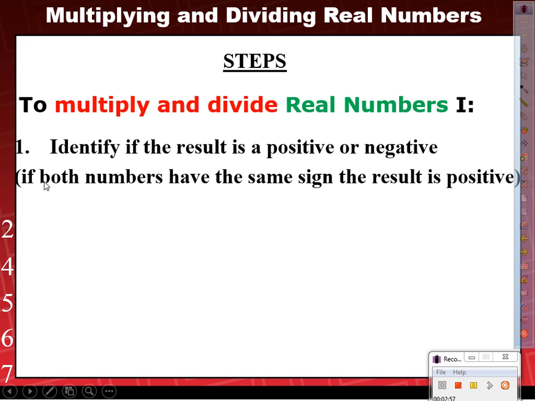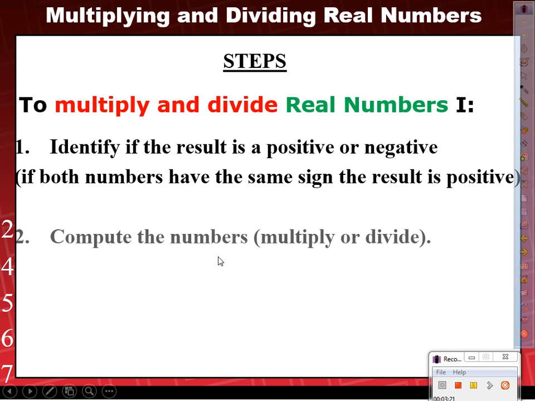So step 1, identify if the result is a positive or negative. How do we know that? If both numbers have the same sign, the result is positive. So what if both numbers have a different sign? The result is what? Negative. If they have the same sign, it's positive. Different sign is negative. Step 2, compute the numbers. What does that mean? Multiply or divide. And step 3, simplify.